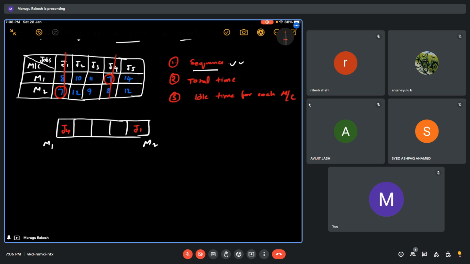Then we have to see the next minimum. Here I can see 9 is the next minimum, and it is in machine 2. So I have to write J3 here. Then I cancel this. Then I am left with two jobs, J2 and J5, and J2 is the minimum because it has 10 on the machine 1 side. So J2 will come here. Obviously the only job left is J5. So this is the sequence you have to follow for further steps.